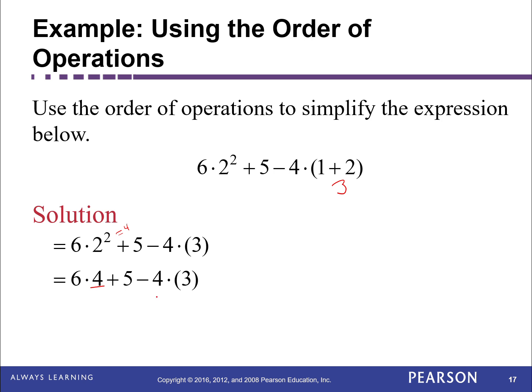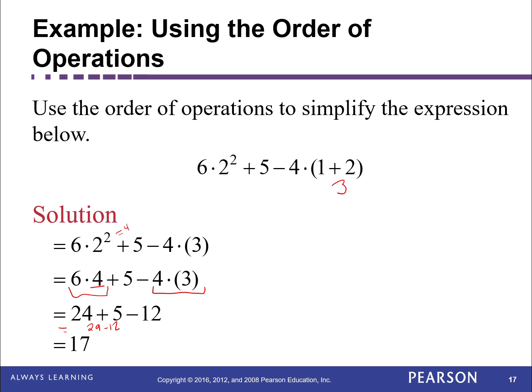Now, I want to do multiplication or division working left to right. So 6 times 4 is 24 plus 5 minus 4 times 3 is 12. I took care of both of these multiplications working left to right. Now I'm going to do the addition and subtraction left to right as well. So here I would do 24 plus 5, which would be 29. I'll give you an intermediate step. 29 minus 12 is 17.